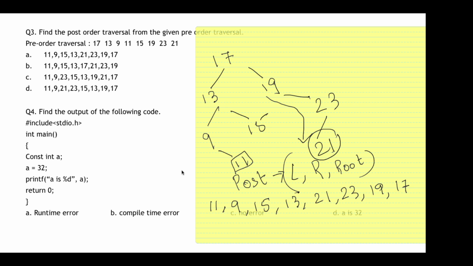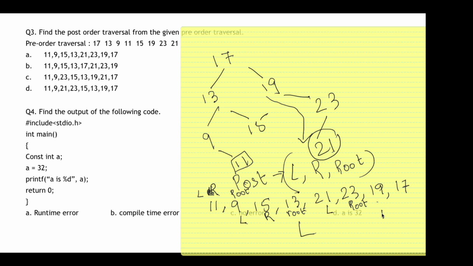Now if you consider this, there is no left node, so this is the right node, this is the root node. Again, this is the left node, this is the right node, this is the root node. Again, this is a left node, there is no right node, so this is the root node. Again, now this is the main tree, so this is the left node, this is the right node, and this is the root node. So everywhere we are following this pattern of left, right and root. So this is the correct post order traversal.